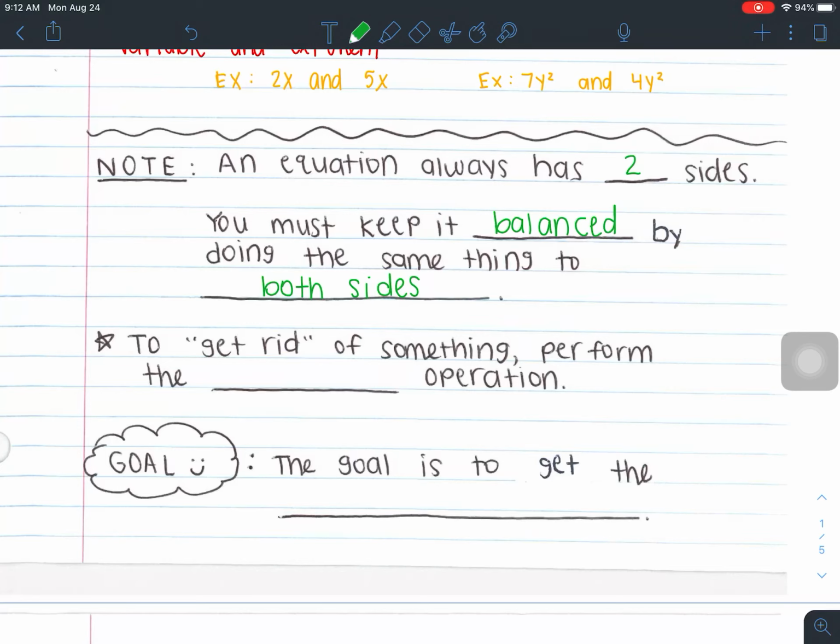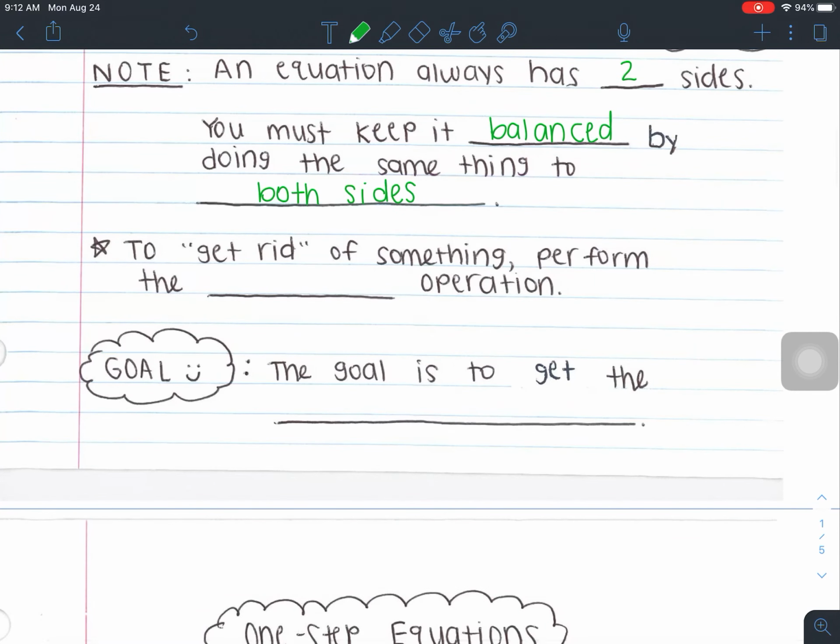So you must keep it balanced by doing the same thing to both sides. Anything you do to one side, you have to do to the other. It's like when you go to the gym, you don't pick up a 50-pound dumbbell and a 5-pound dumbbell and work out with each arm separately because one of your arms would end up getting way bigger than the other one. So you want to keep things balanced, and you would do the same thing to both sides to keep it at balance and equilibrium.